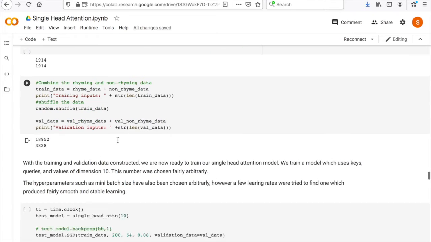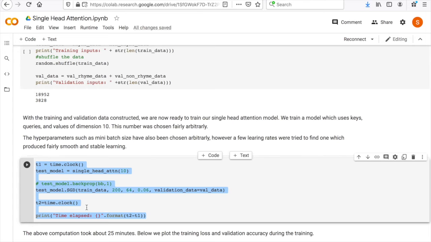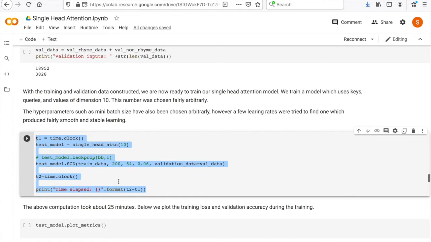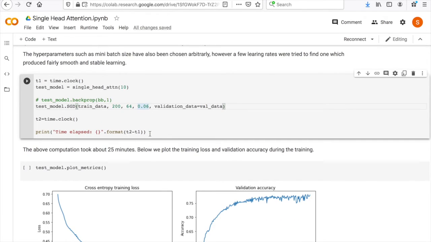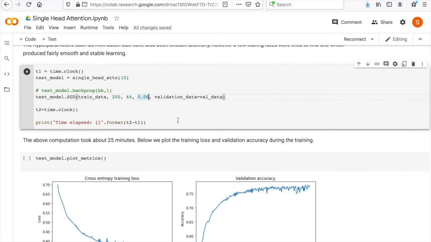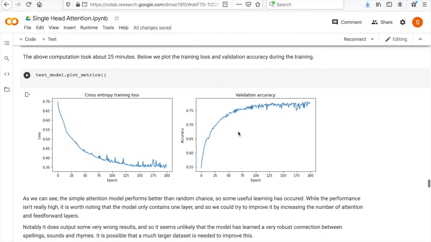And so with that data set created, we're ready to train this single head self-attention model, which you do for 200 epochs, and we use a learning rate of 0.06, and we are just using the classic stochastic gradient descent, so no more complicated optimization algorithms. And we can see that some sort of meaningful learning appears to be happening. The performance is quite a bit better than random chance. It's not brilliant.